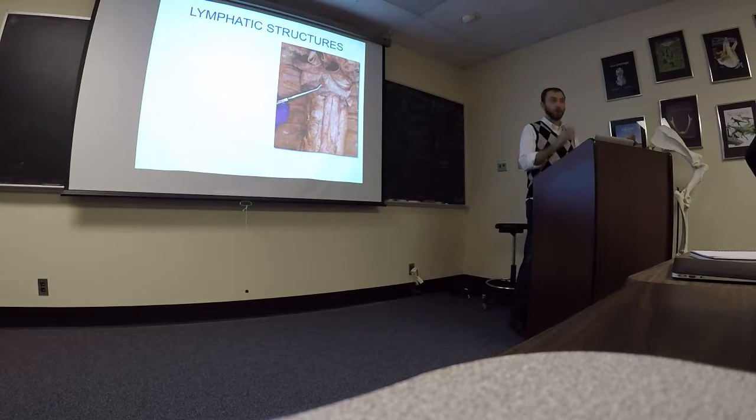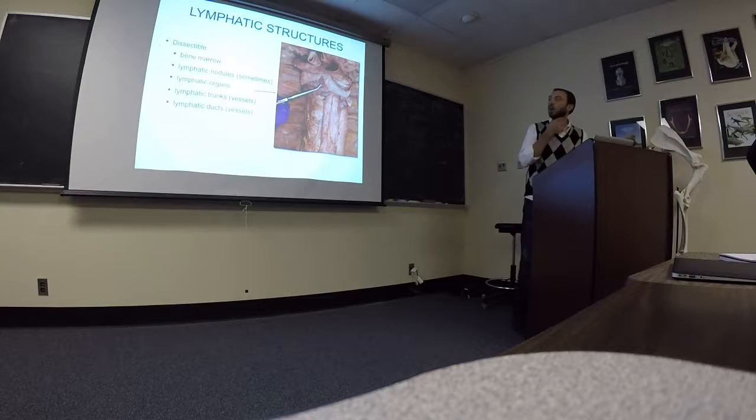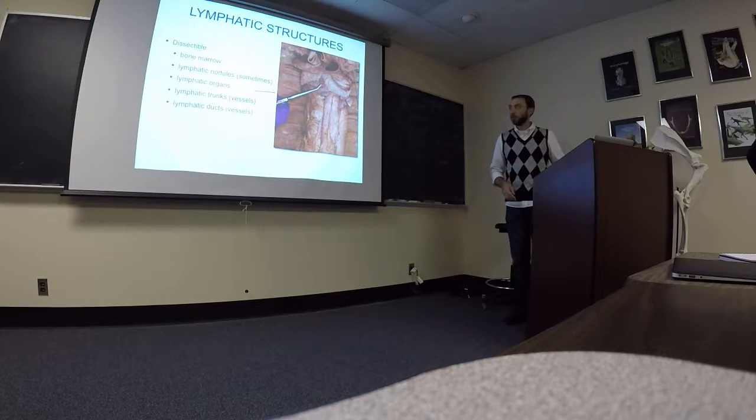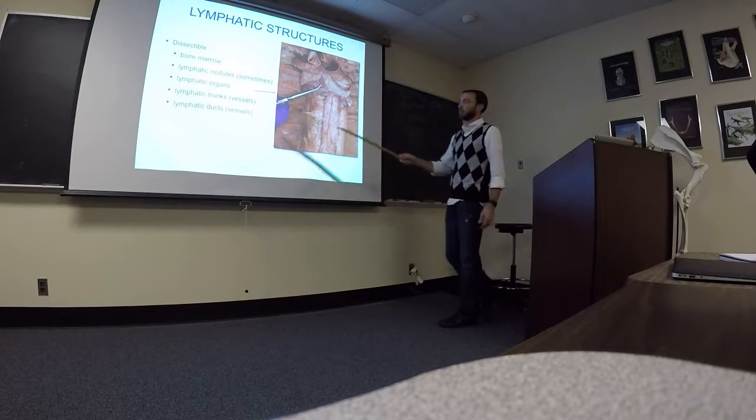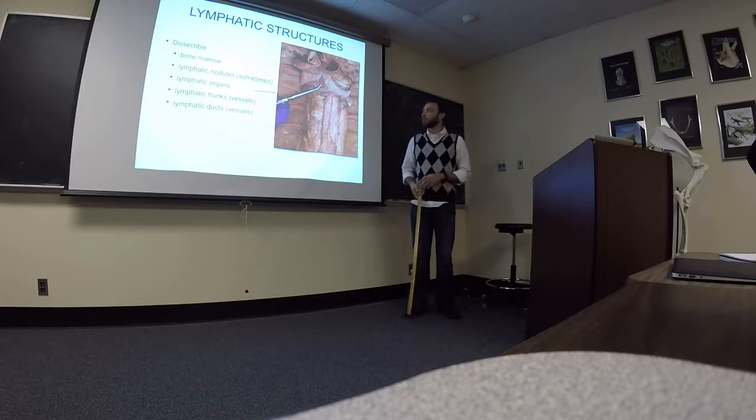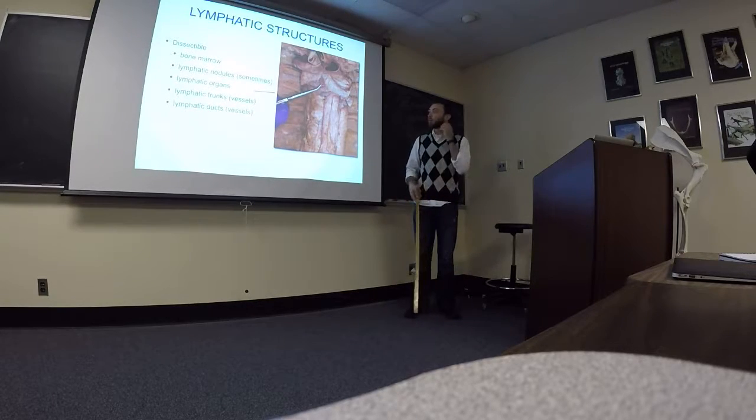All right, so the lymphatic structures. We've seen quite a few lymphatic structures in class so far in lab, even if you didn't realize that they were lymphatic structures. So a number of these are dissectable. Bone marrow, I guess you probably haven't really seen yet in dissection. We're not going to dissect that out.